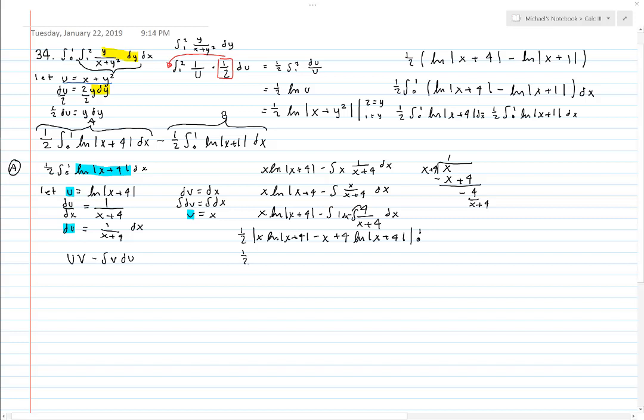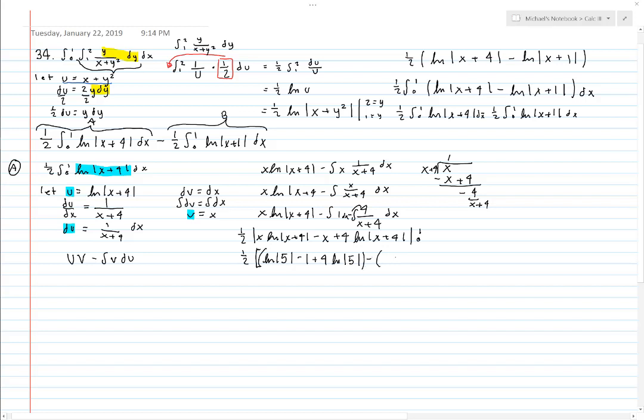So we're gonna have 1/2, and when we put the 1 in for x, it's just equal to 1, and so this is going to be the ln of 5 minus 1. This is going to be plus 4 ln of 5. And then we're going to take this whole thing and subtract. And in here we're going to have the next part. So let me put these in parentheses.